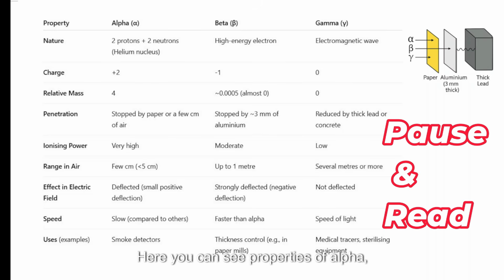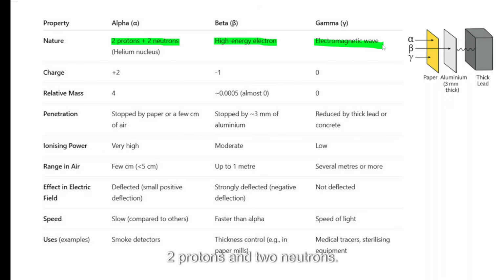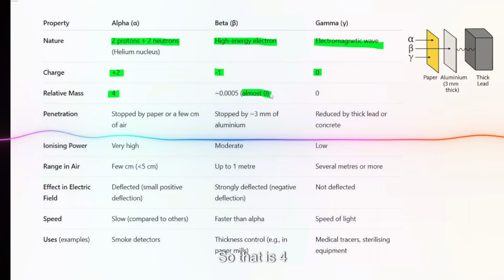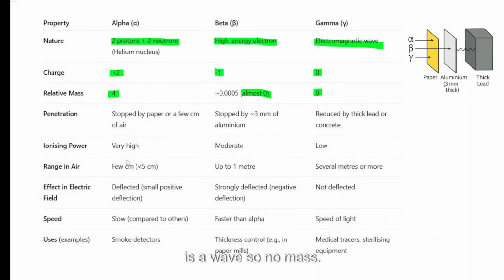Here you can see properties of alpha, beta, and gamma radiation. As there is a lot of information, you might need to pause the video and have a look at it after the explanation. Nature of alpha particles: 2 protons and 2 neutrons. Beta: high energy electron. Gamma: an electromagnetic wave. The charge of an alpha particle is +2, because there are 2 protons, beta is -1, and gamma has no charge. Relative mass: alpha particles, 2 protons, 2 neutrons, so that is 4. Beta is really small and almost 0. Gamma is a wave, so no mass.